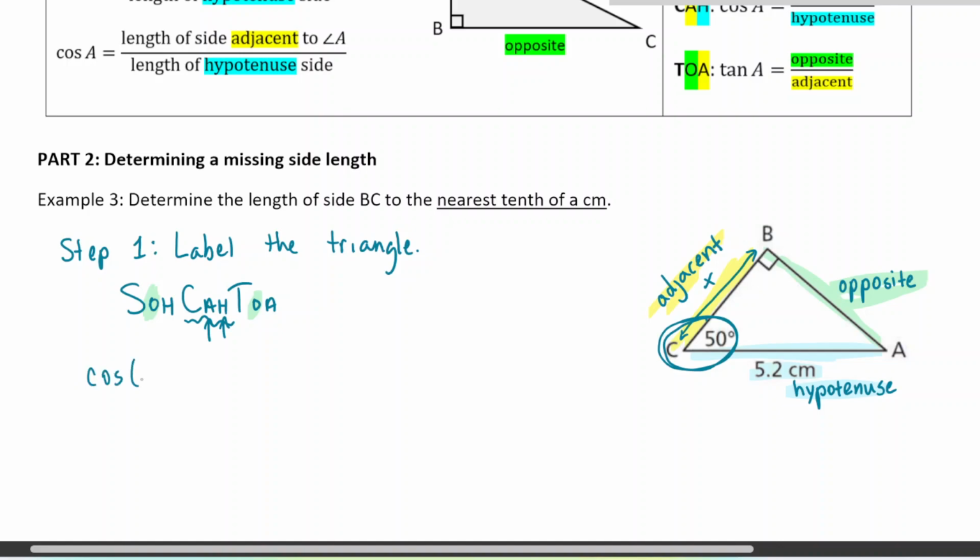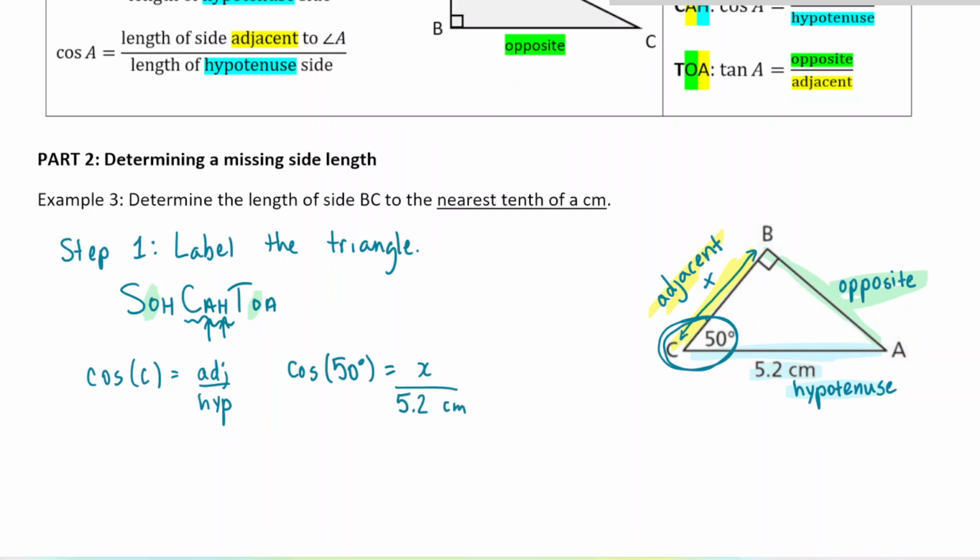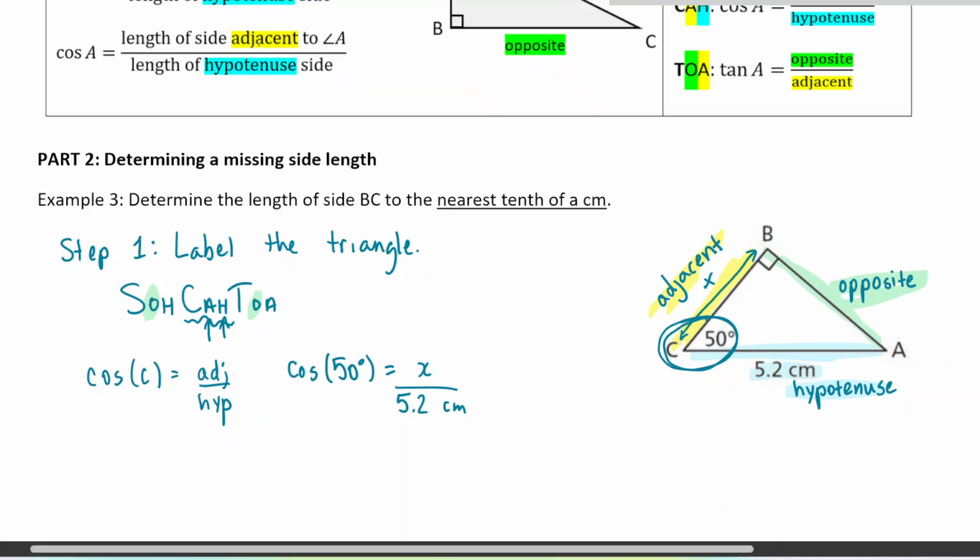So cosine of angle C is going to be adjacent over hypotenuse. So let's put in all the values. Cosine of 50 degrees is going to be the adjacent side. We don't know that, so I'll put X over the hypotenuse, which is 5.2 centimeters. And then we're going to use algebra to solve for the missing side.